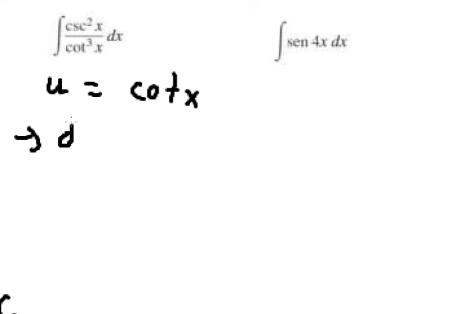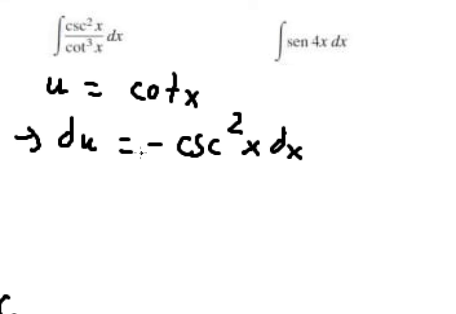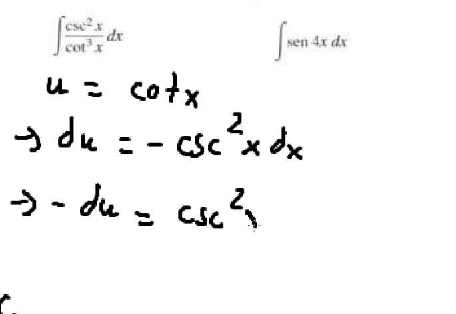Now let's go to the next one. I will put u equals to cotang x. Later, we do first derivative for both sides, and we have negative cosecant of s squared dx. Because we don't have negative sign, I will put negative to the left, and we have negative du equals to cosecant of s squared dx.